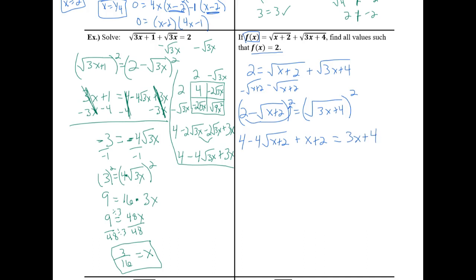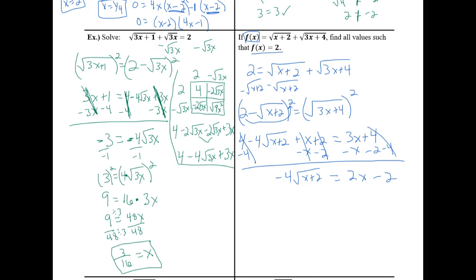Now, I have gotten rid of one of the radicals. I need to get rid of the other radical. So I'm going to gather up some like terms here. I'm going to subtract 2 from both sides and subtract 4 from both sides. That's 0, that's 0. And subtract an x from both sides. That leaves me with negative 4 square root of x plus 2 equaling 3x minus x, which is 2x, and 4 minus 4 is 0. So I just have this minus 2 here at the end.